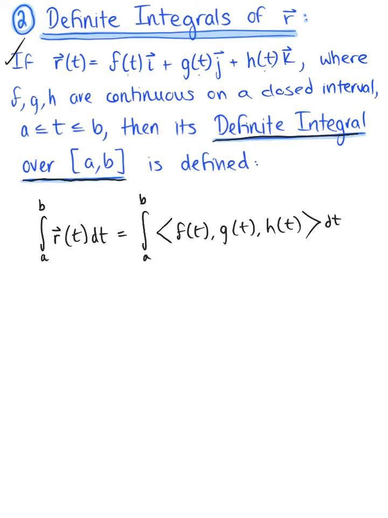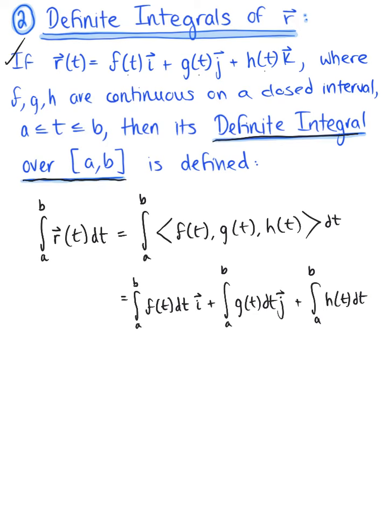And now, just like with the indefinite integral, it's oftentimes going to be easier if we think about this integration component by component. So we can say this is the definite integral from a to b of f of t dt i hat plus the definite integral from a to b of g of t dt, j hat, plus the definite integral from a to b of the h of t component dt, k hat.